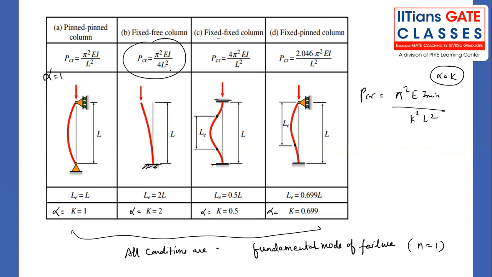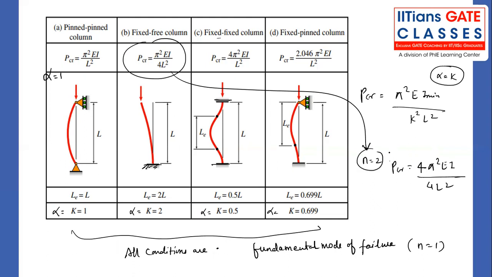Suppose, for example, this is a case, right? When n equal to 2, then the critical load formula will become 4 pi square EI divided by 4 L square. This is for n equal to 2, and this is for n equal to 1. Getting my point? That is the second fundamental mode of failure when n equal to 2. The first fundamental mode of failure, we say n equal to 1.